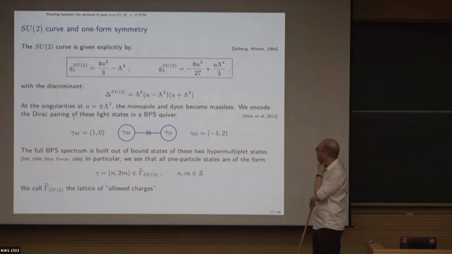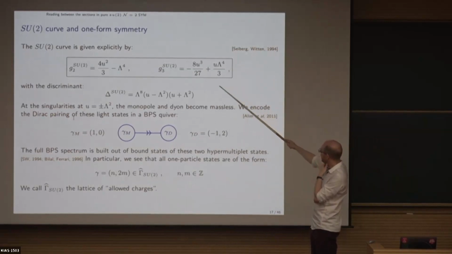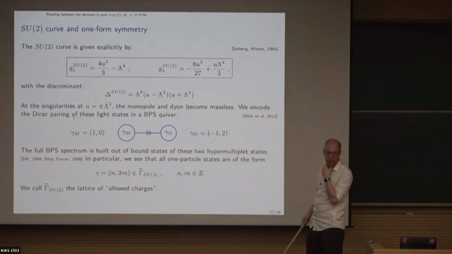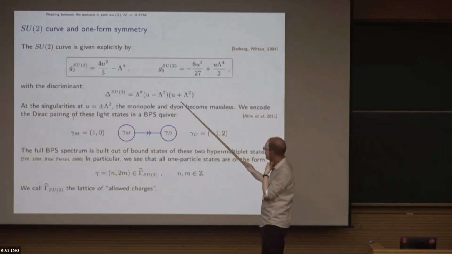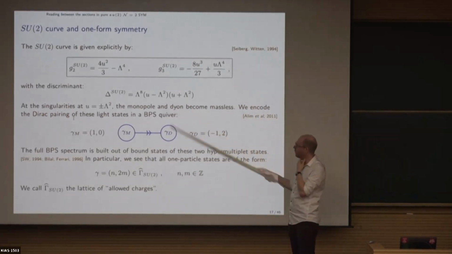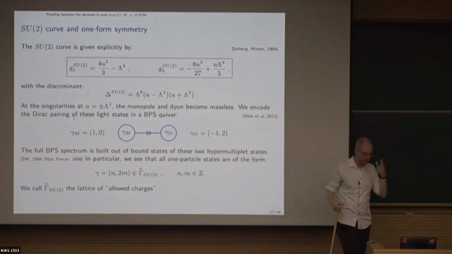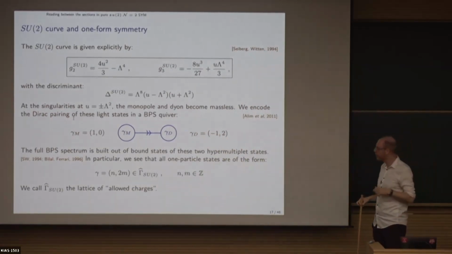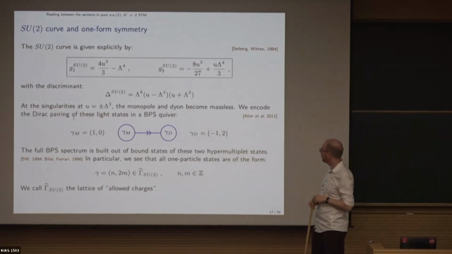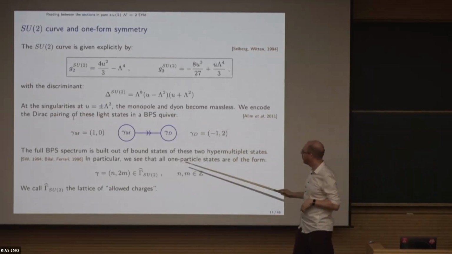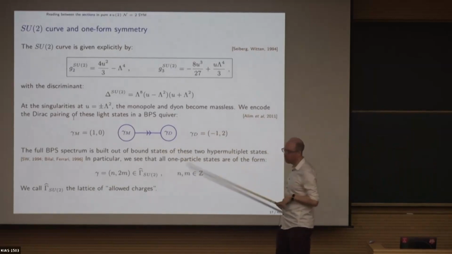Okay, so let's start with the SU2 curve then. The SU2 curve, as given in the second Seiberg-Witten paper, is written explicitly like this in Weierstrass form in terms of this g2 and g3. And the important thing is that the discriminant has this simple form with two singularities at u equal lambda squared and minus lambda squared, where lambda is the SQCD scale. So you have singularities at plus and minus lambda squared. That is where the so-called monopoles and the dyons become massless.